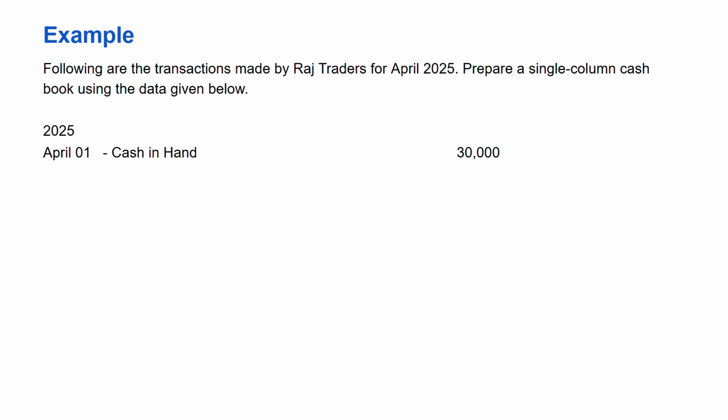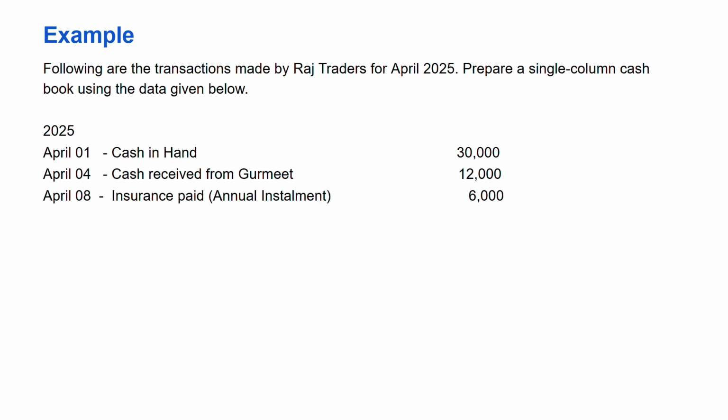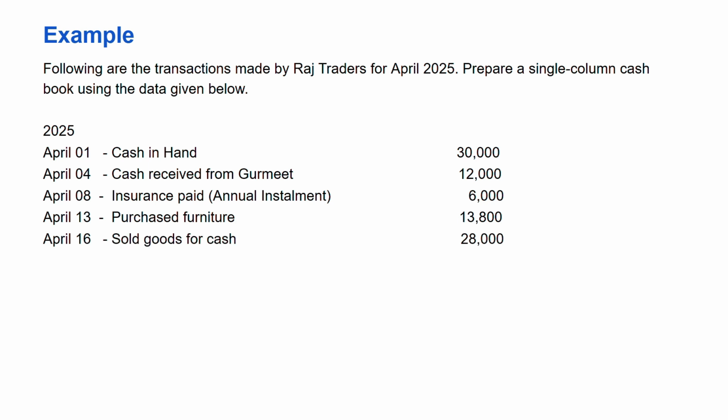2025 April 1st, cash in hand 30,000. April 4th, cash received from Gurmeet 12,000. April 8, insurance paid, that is annual installment 6,000. April 13, purchased furniture 13,800. April 16, sold goods for cash 28,000.